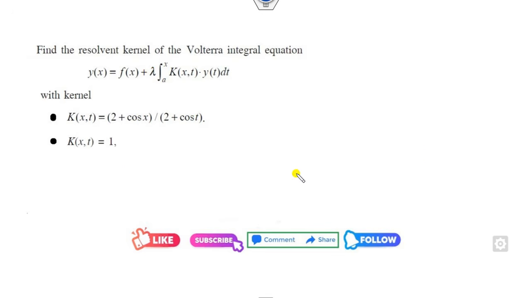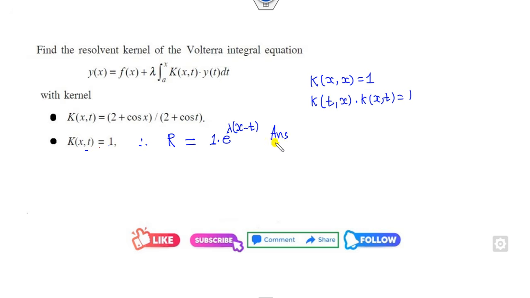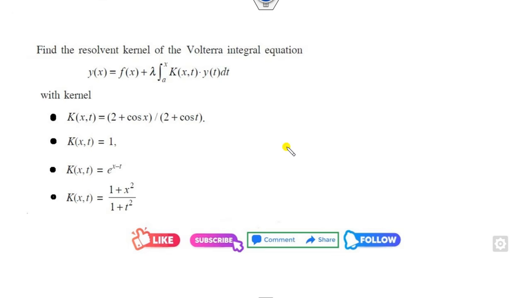Look at the second one. Again, clearly these two properties are satisfied. K of x comma x is 1, and k of t comma x times k of x comma t is 1. So what is the resolvent kernel? The resolvent kernel R is k of x comma t times e raised to the power lambda times x minus t. You can see how few seconds are needed to find the resolvent kernel.